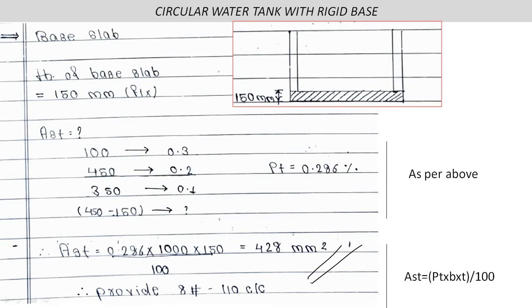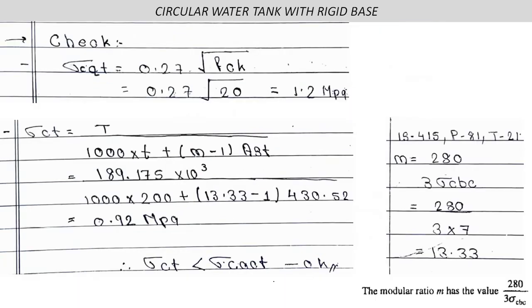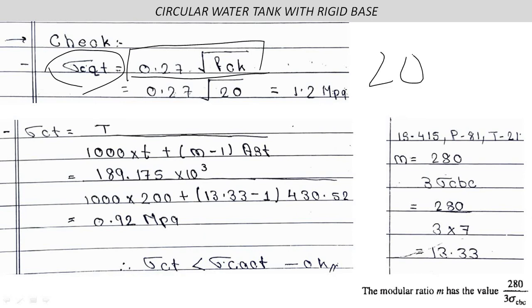So here we have provided 8 dia 110 center to center. So we will make the check. For the check, first we have to find the value of sigma CAT. The equation of sigma CAT is 0.27 under root fck. So the fck is the grade of concrete, and in our case the grade of concrete is 20. So the value of sigma CAT is 1.2 MPa.